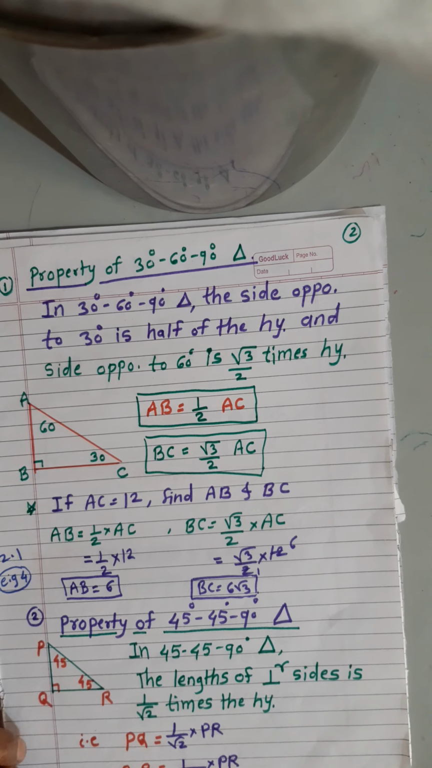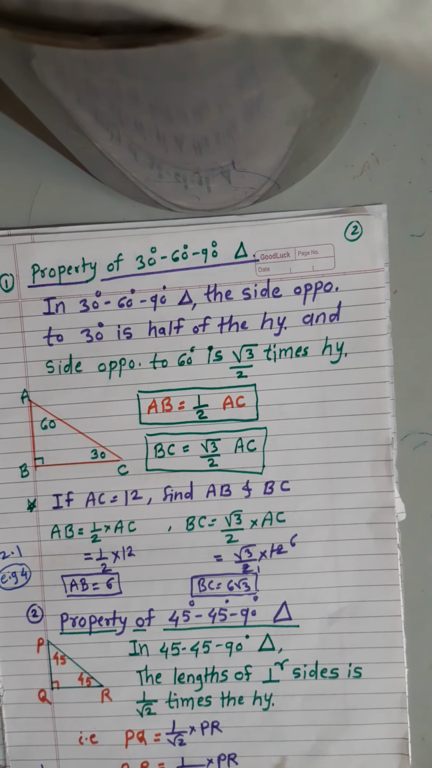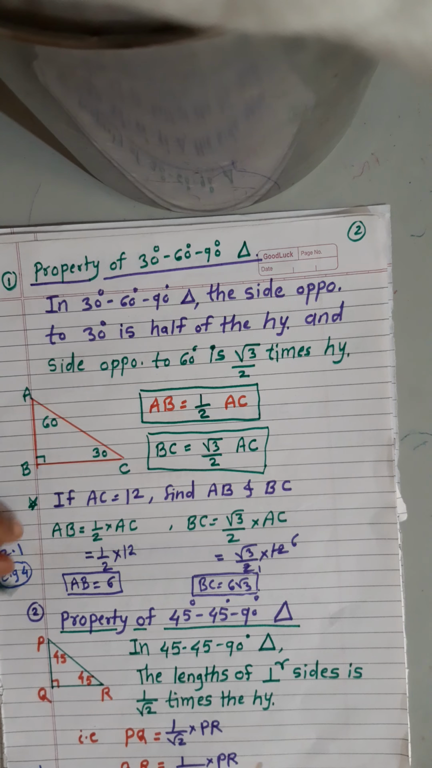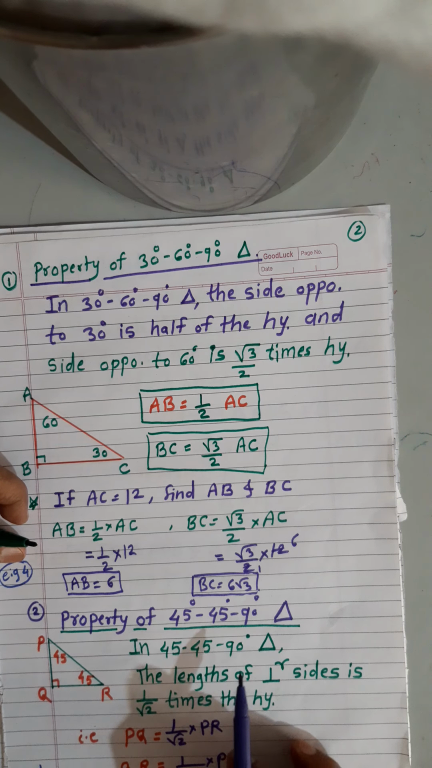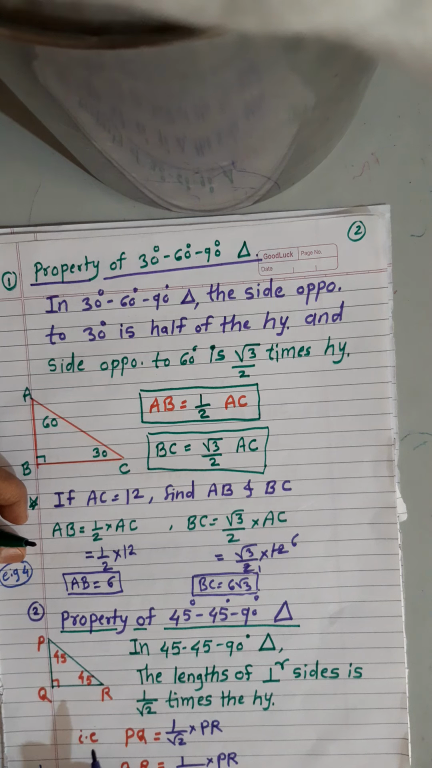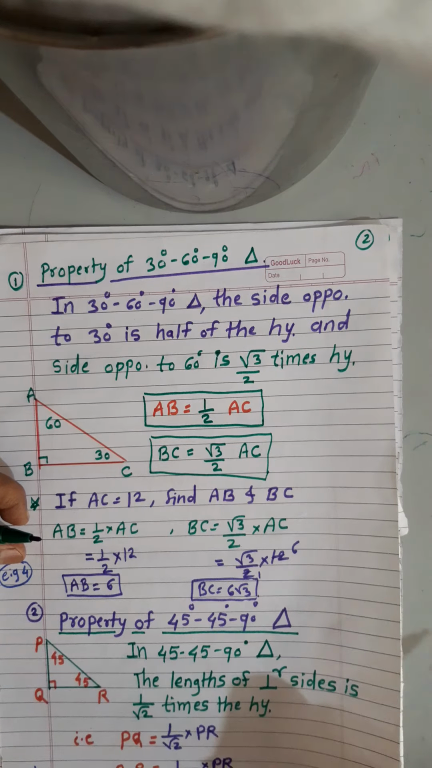We have to remember this. Example 5 in 2.1 is based on this property. What is the property of the 45, 45, 90 triangle? In a 45, 45, 90 triangle, the lengths of the perpendicular sides are 1 upon root 2 into hypotenuse.